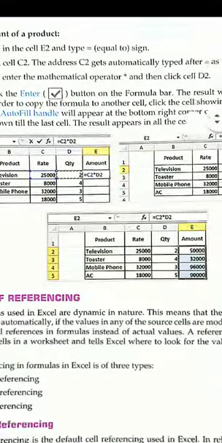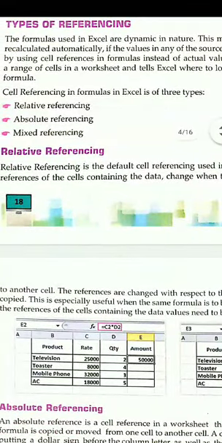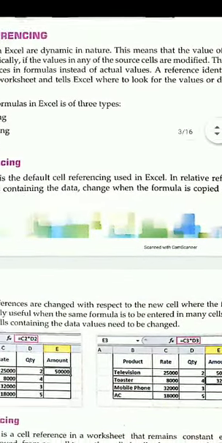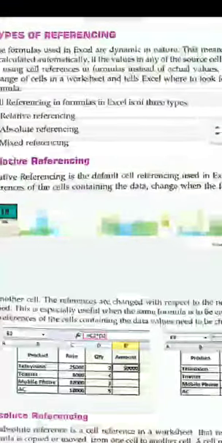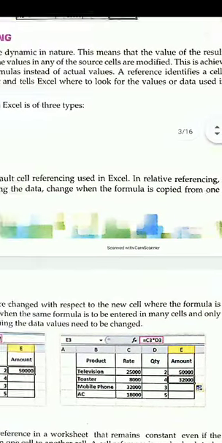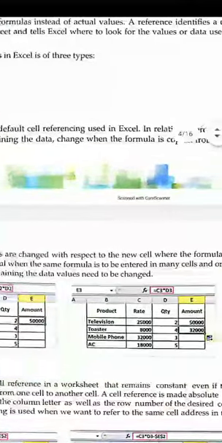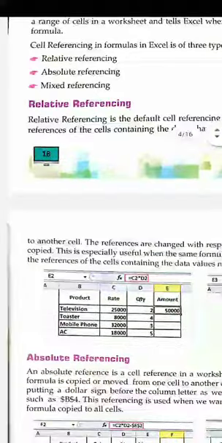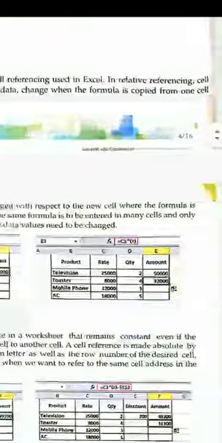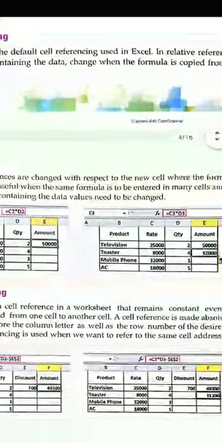If you come to relative referencing, see, relative referencing is the default cell referencing used in Excel. In relative referencing, the cell references of the cells containing the data change when the formula is copied from one cell to another. The references are changed with respect to the new cell where the formula is copied. This is especially useful when the same formula is to be entered in many cells and only the references of the cells containing the data values need to change.